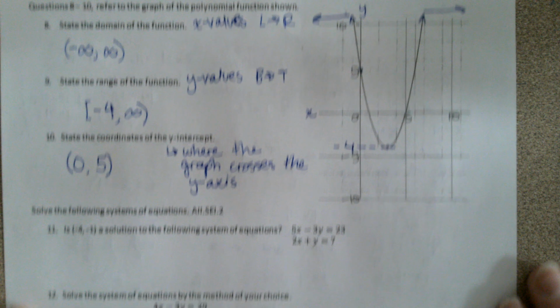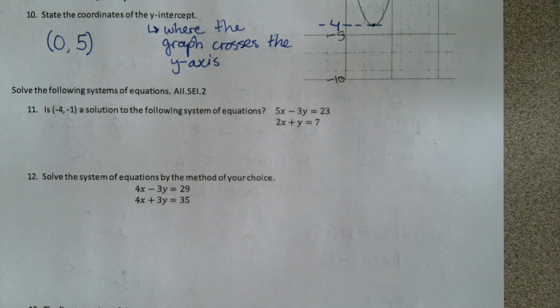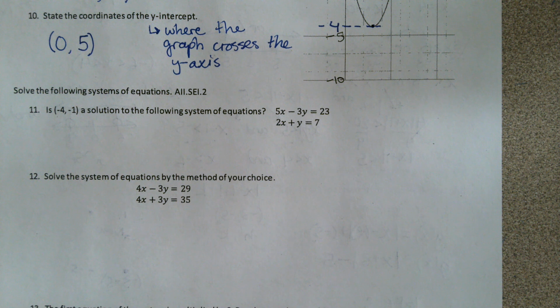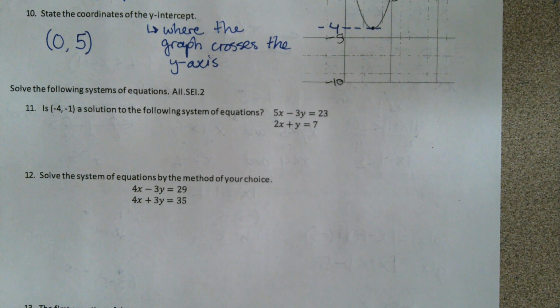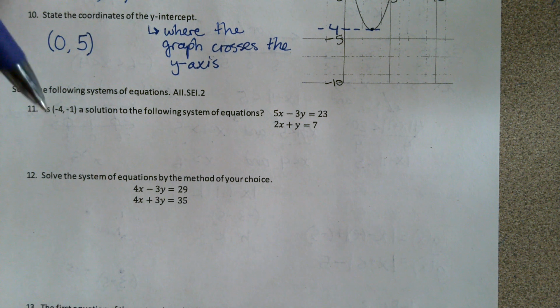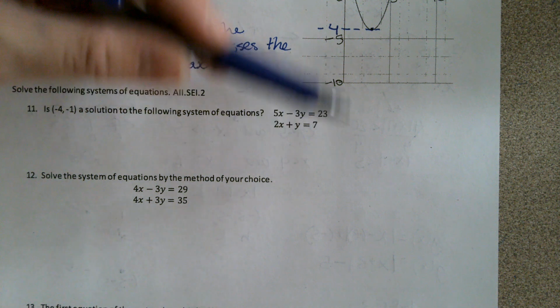That's it for Unit 2. The last section here deals with systems, 2 by 2, so we've been working on already in class. Solve the following systems of equations. Number 11. Is (-4, -1) a solution to the following system of equations? And then they give us our system here.